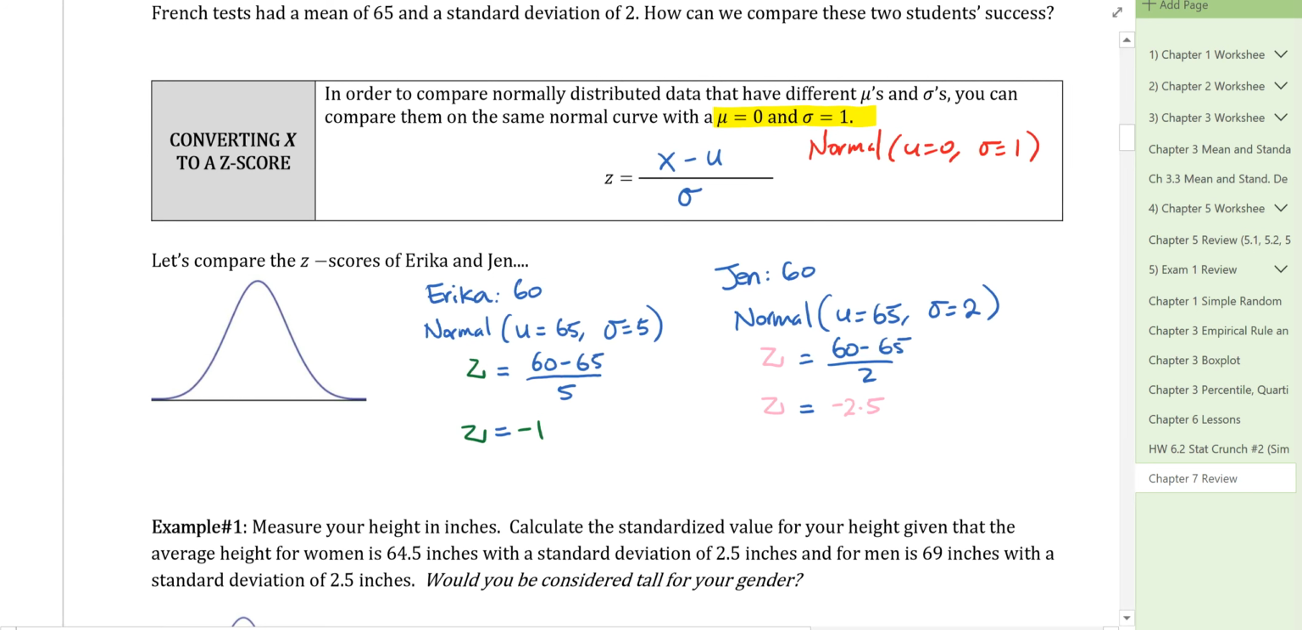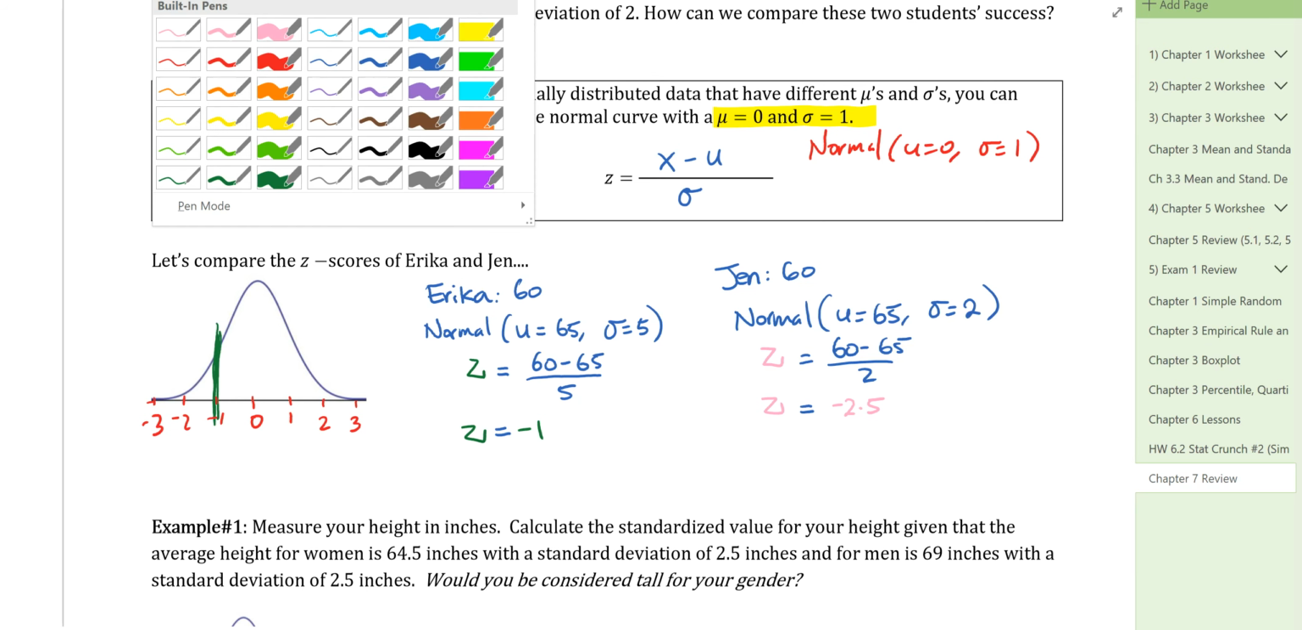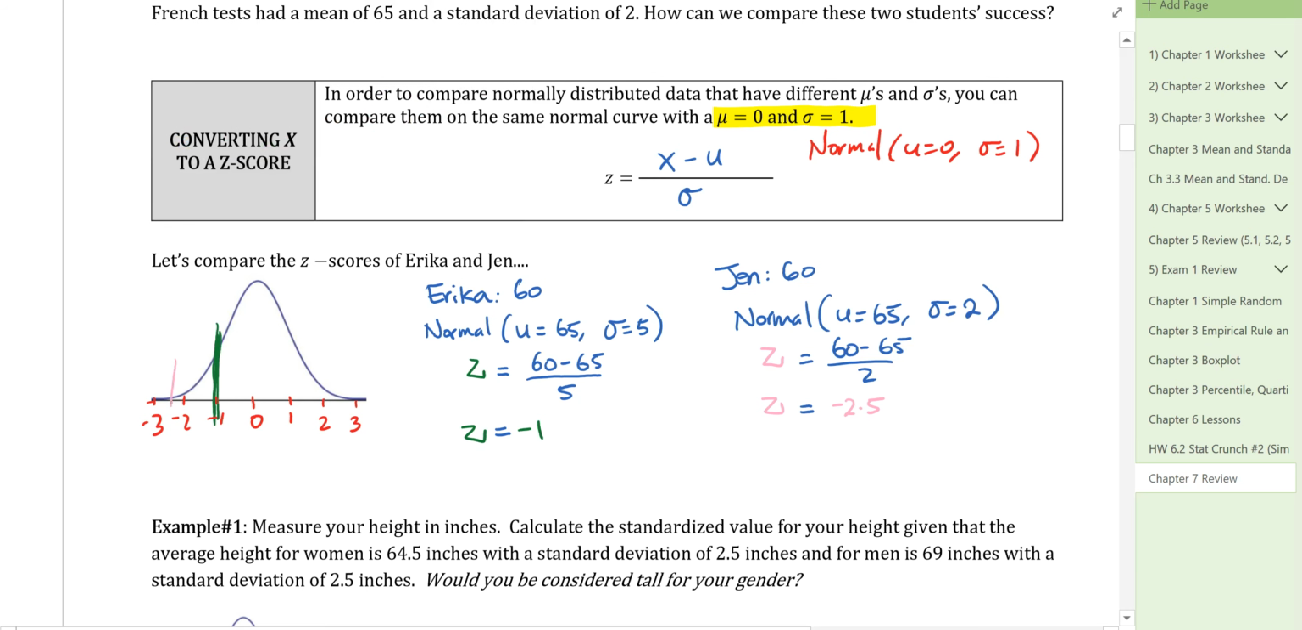Now standard normal has a mean of 0 and standard deviation 1. So this is 0. Standard deviation 1, sigma is equal to 1. So it goes 1, 2, 3 on one side, and negative 1, negative 2, negative 3 on the other. Let's show both scores. Erica's score is negative 1, so Erica scores right here. Jen's score, negative 2.5, is somewhere here.